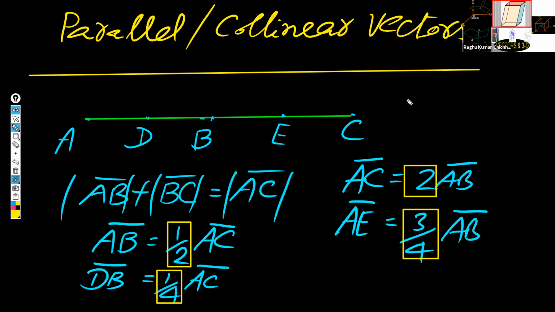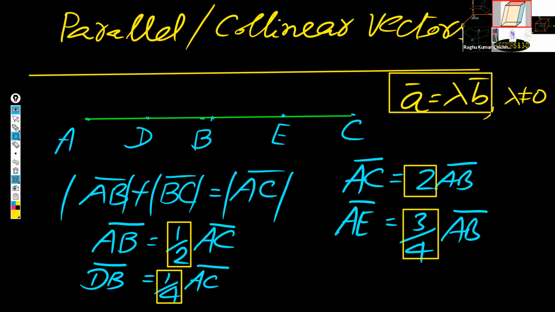If you have two vectors that are parallel or collinear, and you are able to find a relation between the two vectors A bar and B bar, like A bar is equal to lambda B bar, where lambda is not equal to zero, then we can say that these two vectors are collinear or parallel. Remember that. So if you are able to form a linear relation like this between two vectors, then we can comfortably say that they are parallel or collinear.